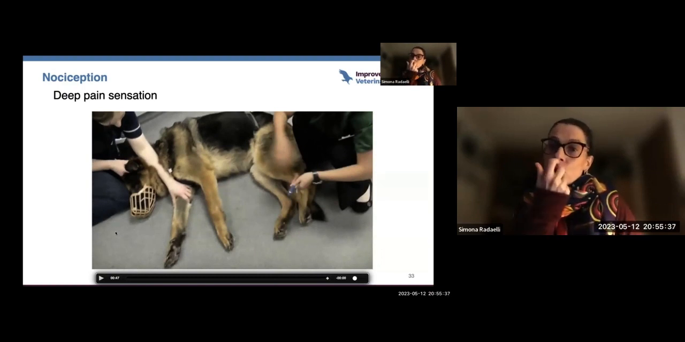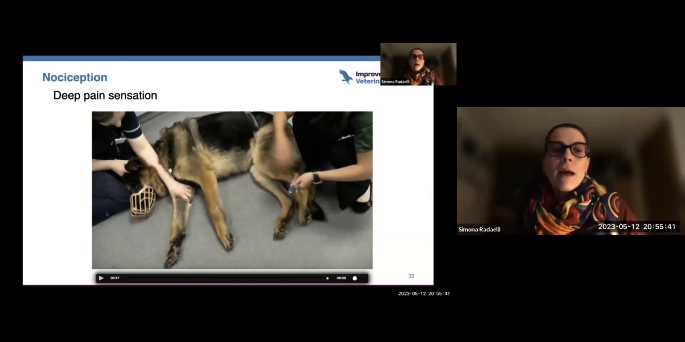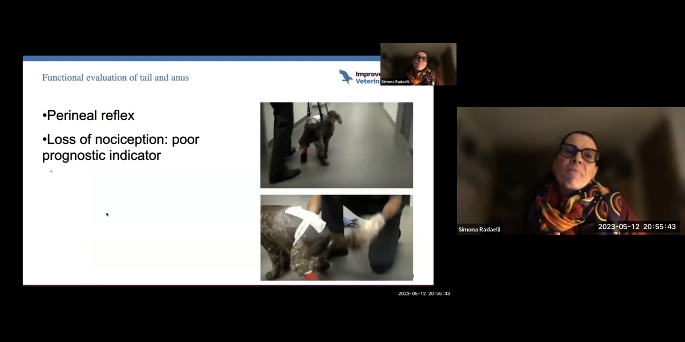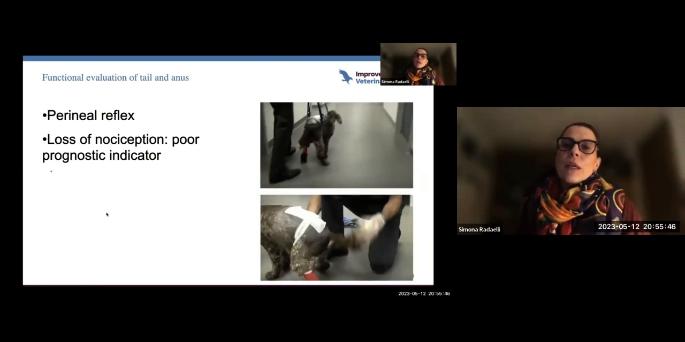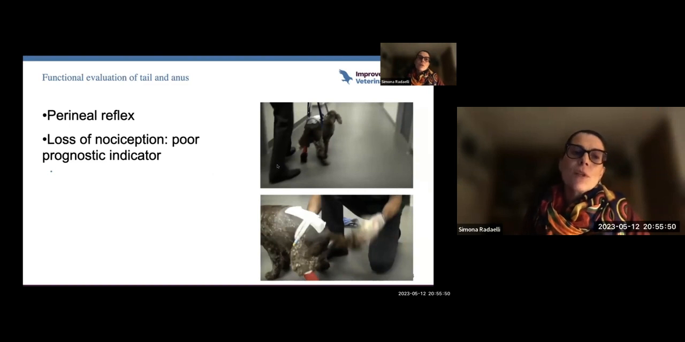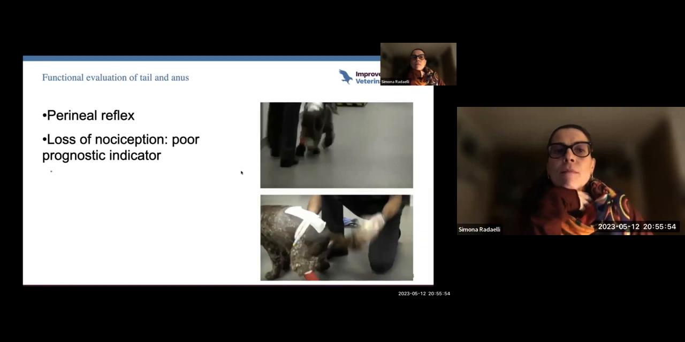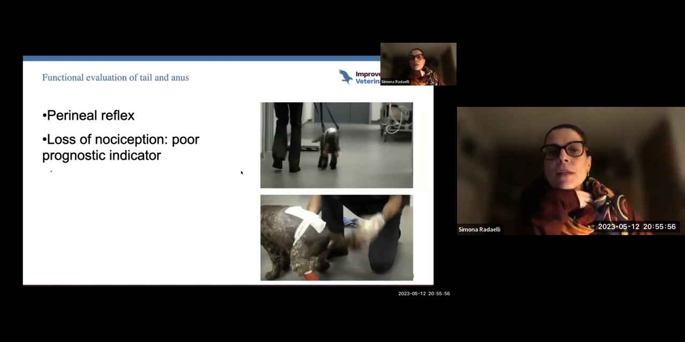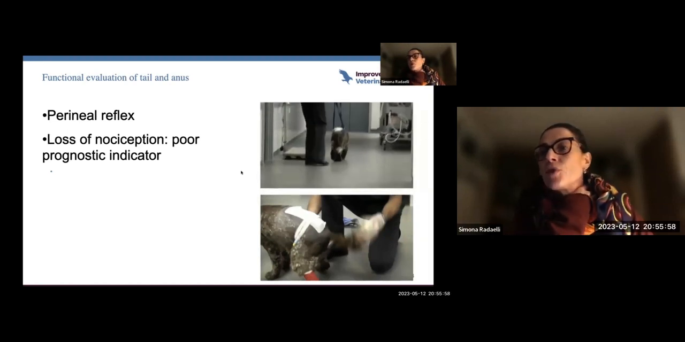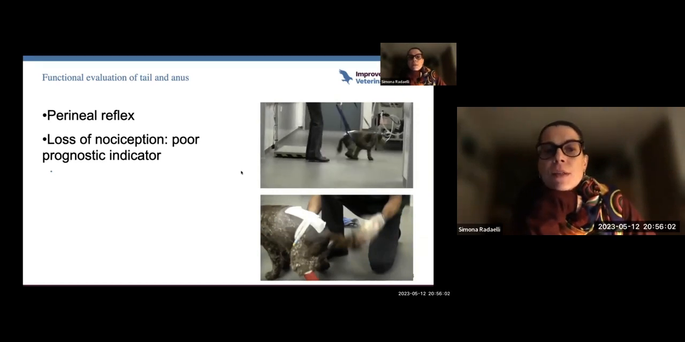As you have seen, the German Shepherd would try to lift the head and bite, so it did have pain sensation. It is very important in animals that have incontinence to test the tail and the anus. So to test the perineal reflex by pinching the perineum, we should have a contraction of the anus.